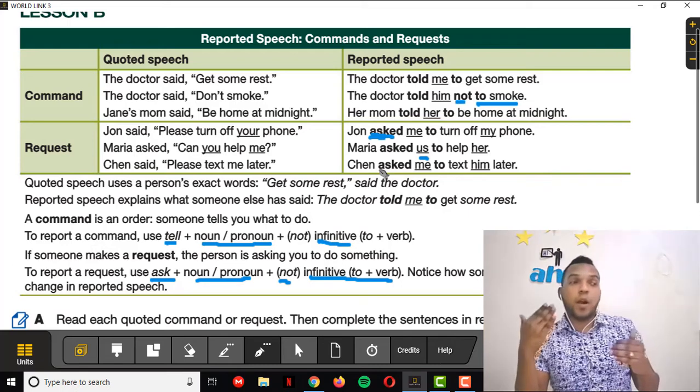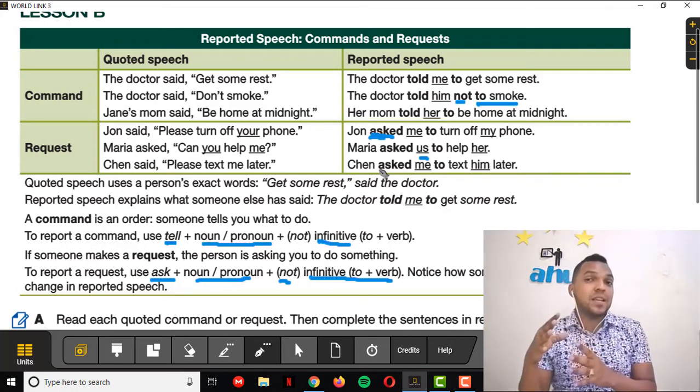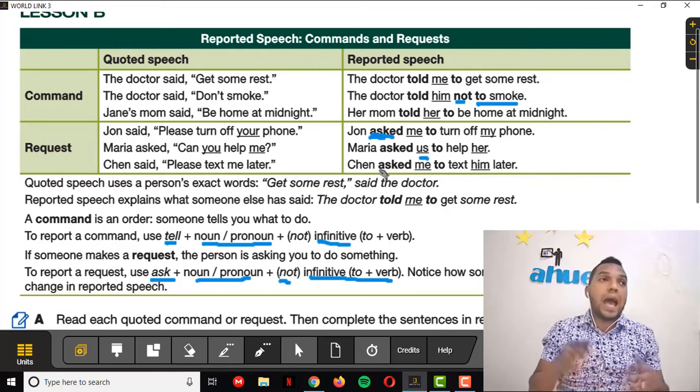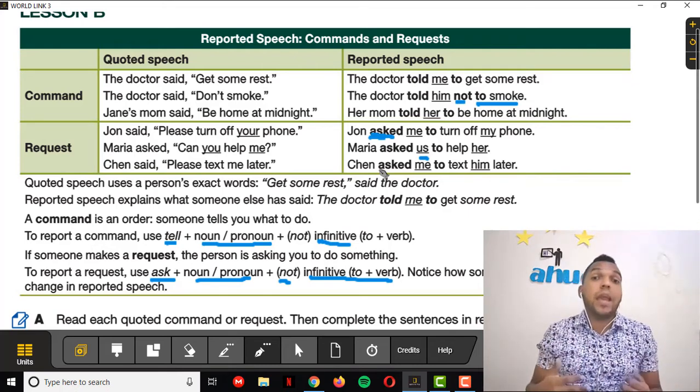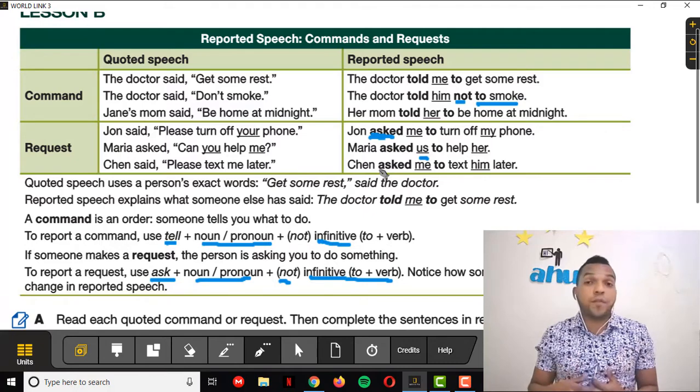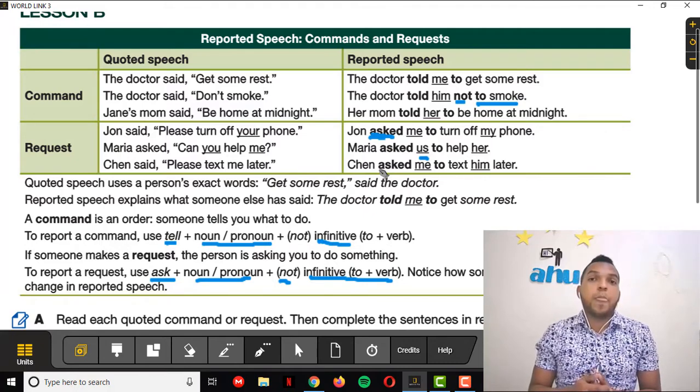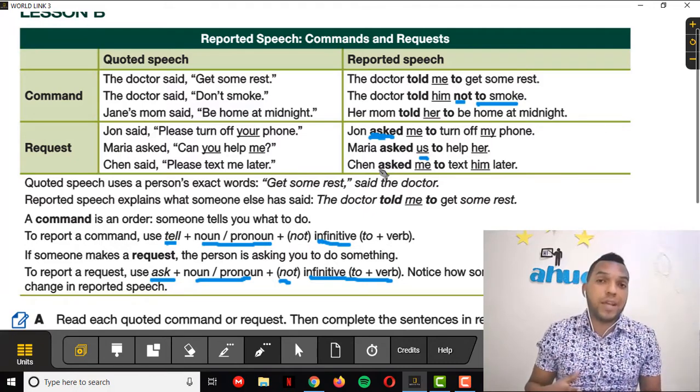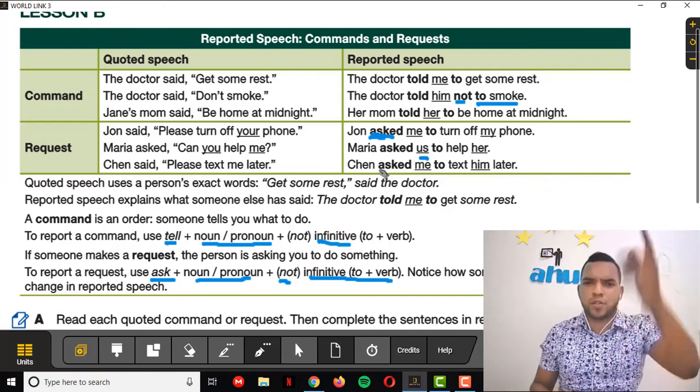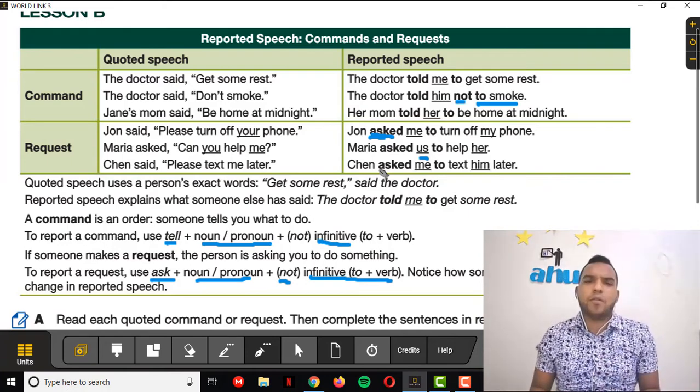So if you are going to say this situation that was happening to another person, you say, I was in the class and the teacher asked me to turn off my cell phone. So, because it was a request. Now, if I say, Maria, please turn off your cell phone now. So, I'm commanding you. I'm telling you to do this.